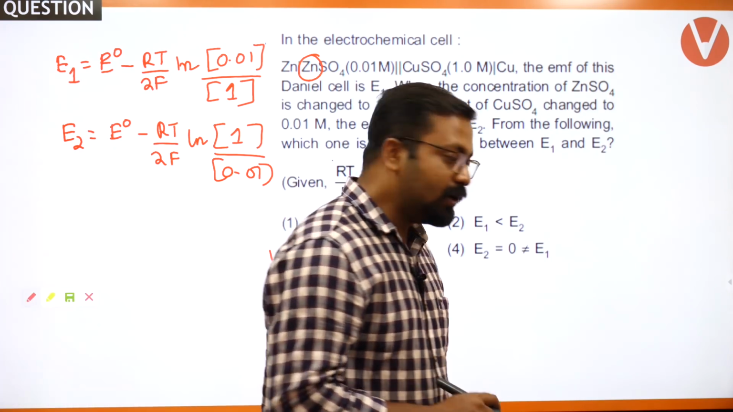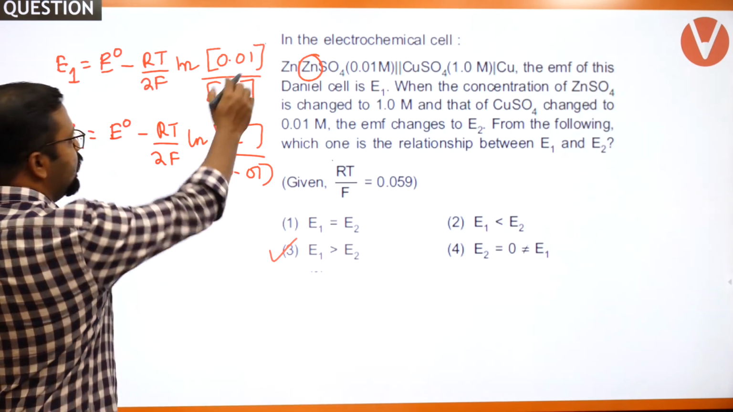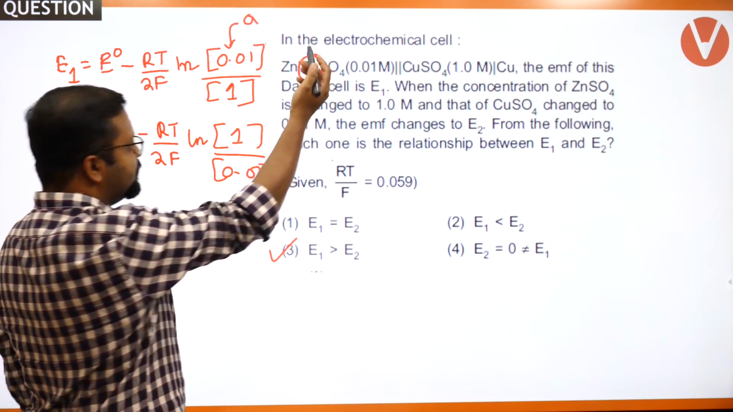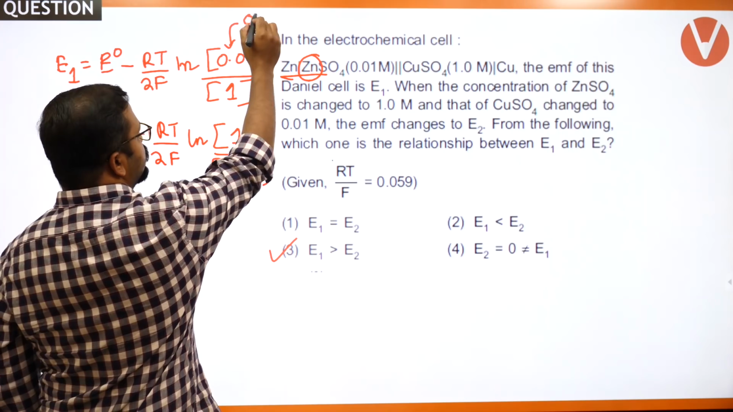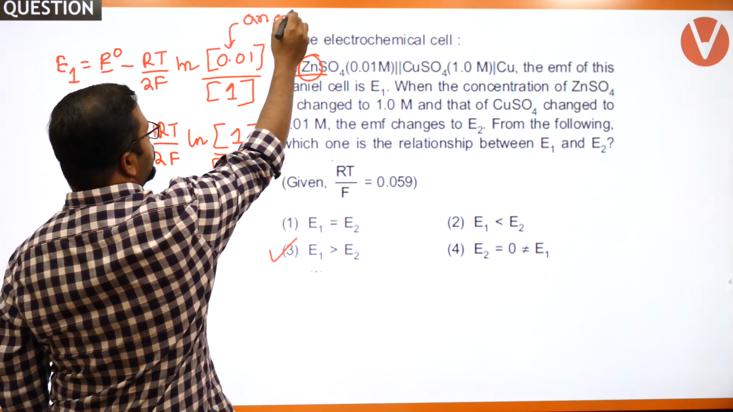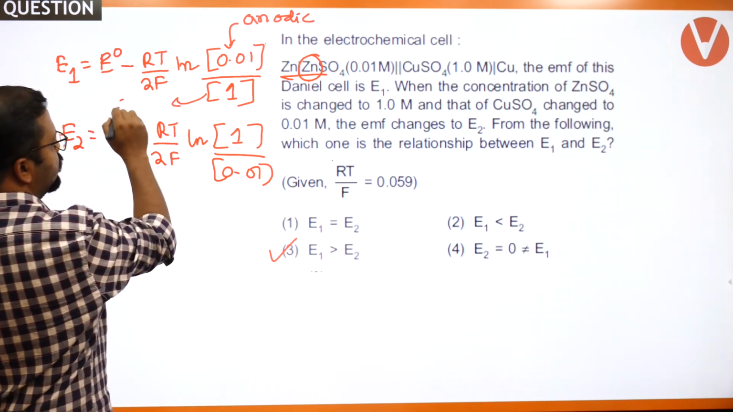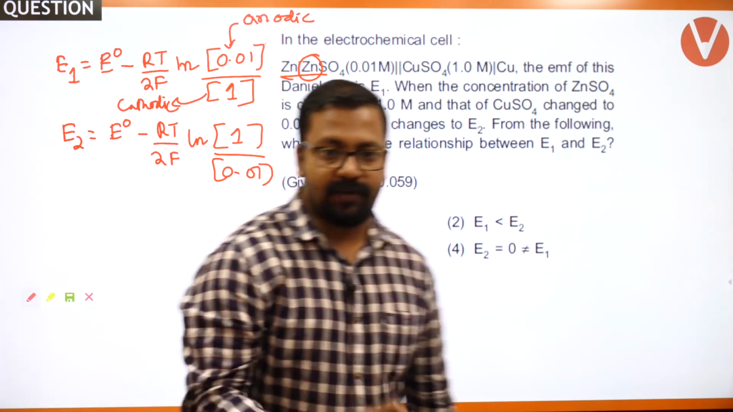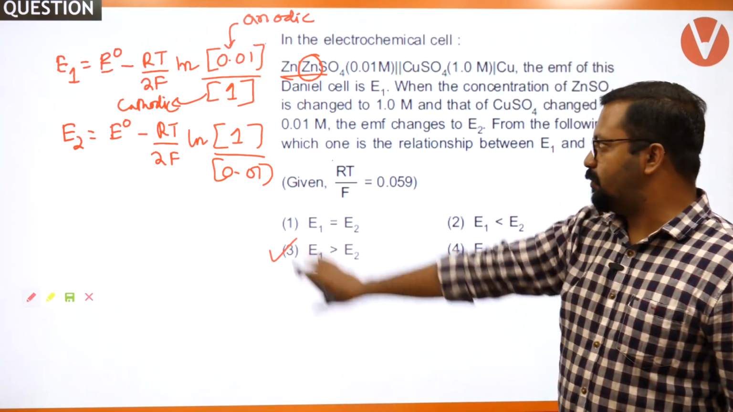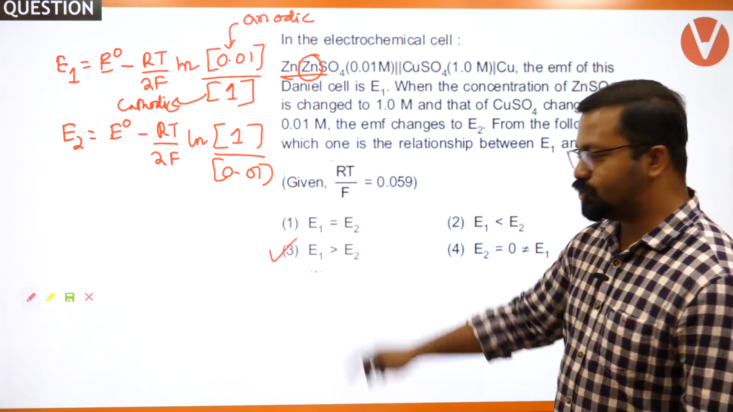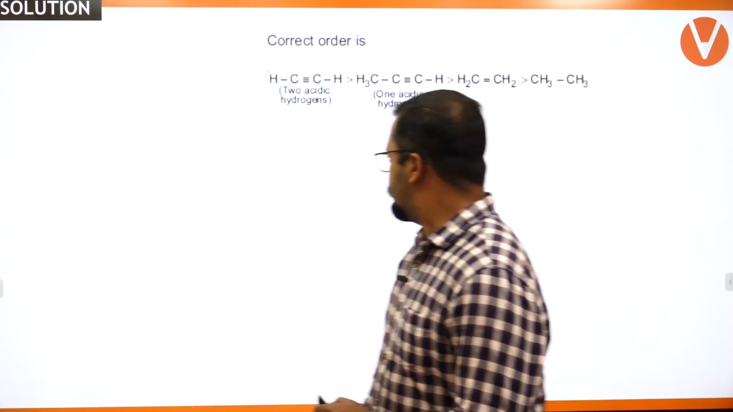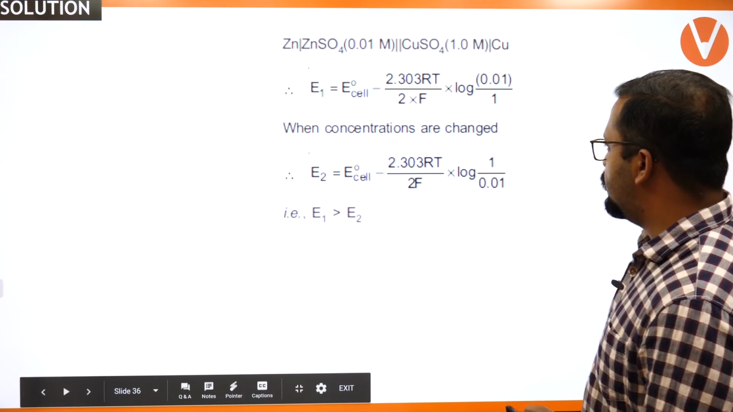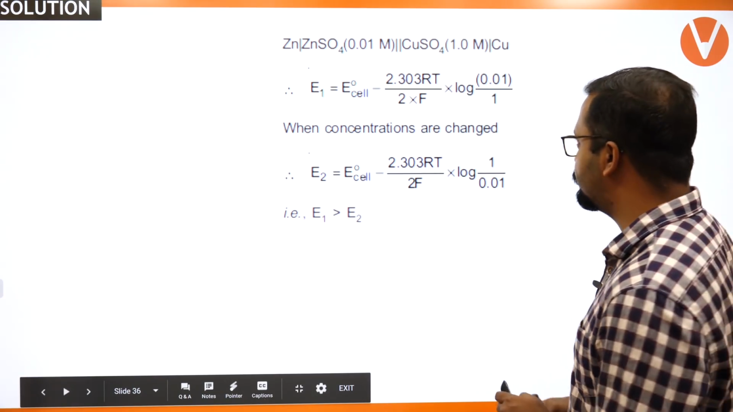Okay, so remember the Nernst equation will always be written with the numerator being whatever is in the anodic half cell. This is the anode, so you can write anodic, and this is cathodic. Always remember this is how the Nernst equation will be written. Clear? The right answer should be third. Just a moment. Yeah, so E1 is greater than E2.